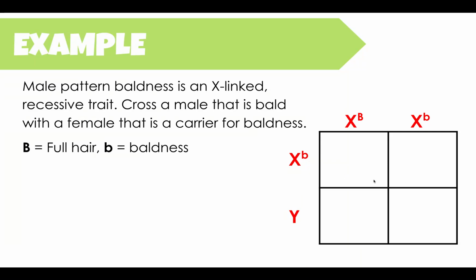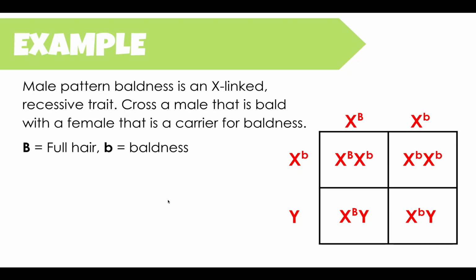And so now we will fill in box by box. So the first box, we have the two X's with the genotype for baldness as big B, little b. Then we have the XX genotype with the baldness genotype of little b, little b. Then we'll have the XY genotype with the dominant big B allele. And then the last one is the XY with the lowercase b allele.